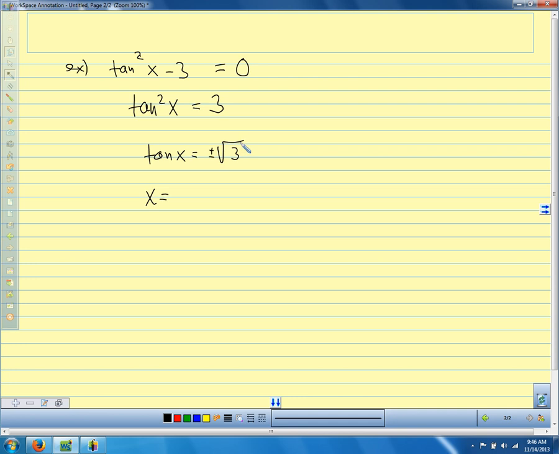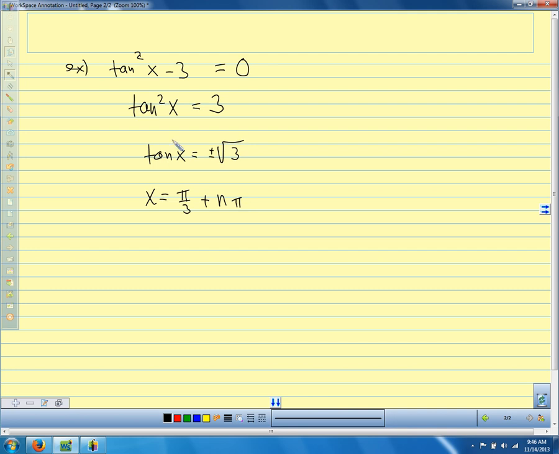So on the unit circle, where do we get a tangent of square root of 3? Tangent is sine over cosine. So we have to have our square root of 3 in the numerator to get a square root of 3. So our y component has to be the larger one. So what is it? π/3. And what is the period of tangent? π. So we add nπ for tangent. The period of tangent and cotangent is π, so these repeat every π units.